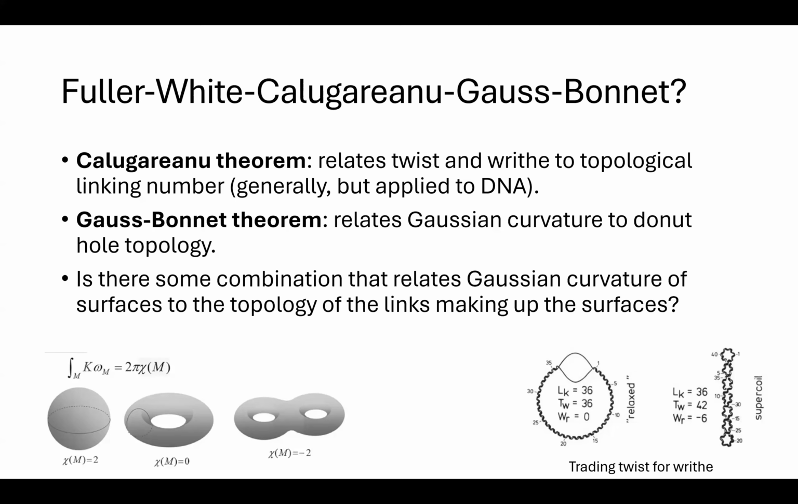Whereas with surfaces, you have the Gauss-Bonnet theorem, which relates the integrated Gaussian curvature to the genus. So when we look at this system, the local chirality of the links reminds us of the Călugăreanu theorem, and the Gaussian curvature of the membranes reminds us of the Gauss-Bonnet theorem. So it feels like there should be something connecting these two for this particular system. And that might have some implications for broader systems.